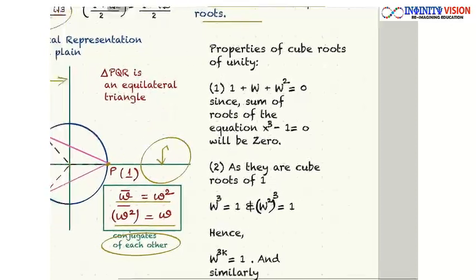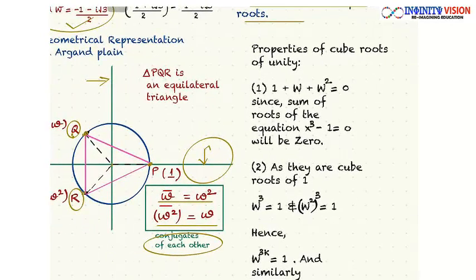Now talking about the properties of cube roots of unity, we know 1 plus omega plus omega square would be equal to 0, because the sum of the roots of x cube minus 1 will be 0. As we can see, the sum of roots in a quadratic equation is minus b by a, and the sum of roots in a cubic equation is also minus b by a, where the equation is ax cube plus bx square plus cx plus d is equal to 0. And in this equation x cube minus 1, we don't see any b part, so that is why we say 1 plus omega plus omega square is equal to 0.